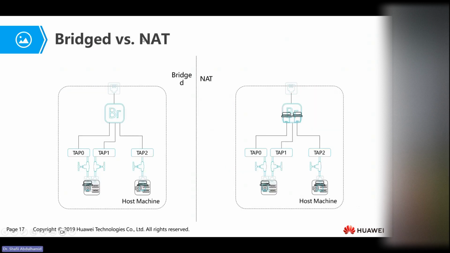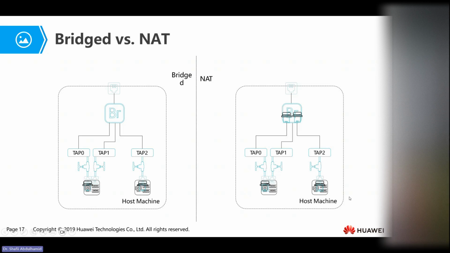So the bridge versus the NAT, this is how it works. In the case of a bridge, you send information from a virtual machine using a virtual NIC. This goes through what we call a tap to the bridge, and the bridge can simply connect with the physical host before sending it out.